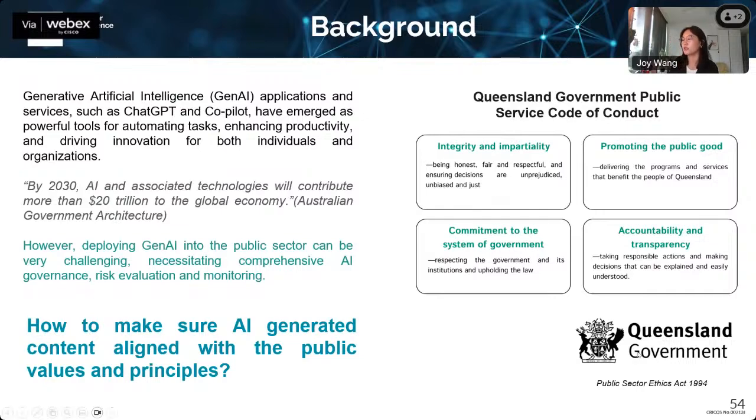Especially the Queensland government is quite different from a private company. We have our unique public service code of conduct. For example, integrity and impartiality: we need to promote the public good over the personal good. We also need to commit to the system of government and accountability, and we need to improve accountability and transparency. These are the unique public values that we need to follow in the public sector. We don't want to produce any content that is against these values when we use AI in an organizational context.